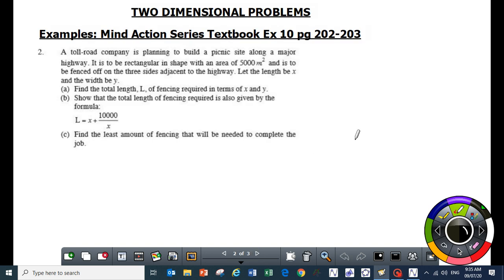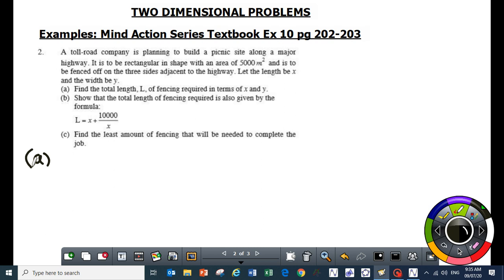So let's move on to examples. The first example that I'm going to do is from page 202 of the Mind Action Series textbook. All right, so you can read the question. I'm going to concentrate on the key parts in terms of me doing the question. So part A, the question says find the total length L of fencing required in terms of x and y.